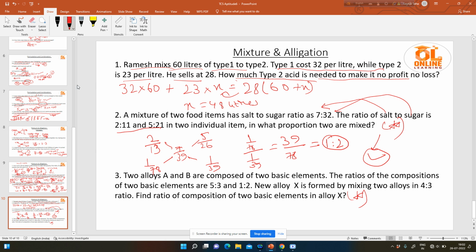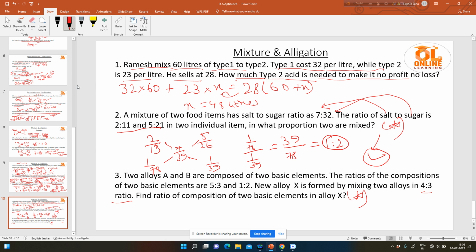Okay. Now, this question is just the opposite of the first question. Here it is given two alloys A and B are composed of two basic elements. The ratio of the compositions of the two basic elements are 5 is to 3 and 1 is to 2. New alloy X is formed by mixing the two alloys in 4 is to 3 ratio. Here, the mixing ratio is given. We have to find out what is the composition of basic elements in the alloy.